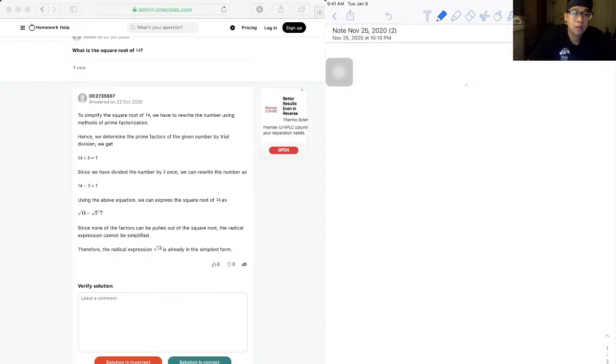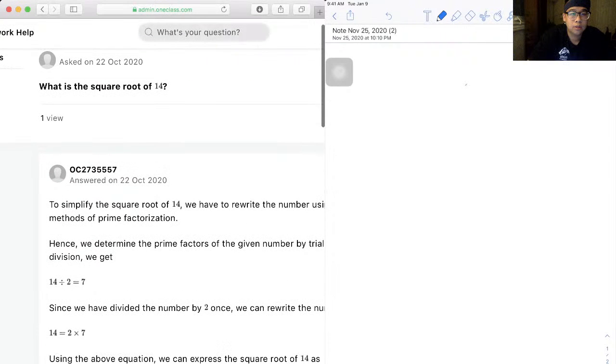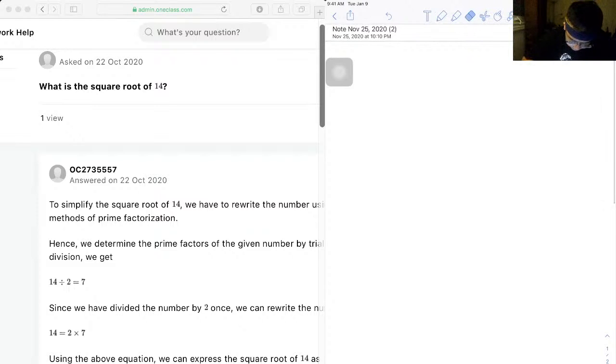All right. So the first question, let me just zoom in a bit. Okay. Good. It's asking us, what is the square root of 14? Okay, so let's write it down here.